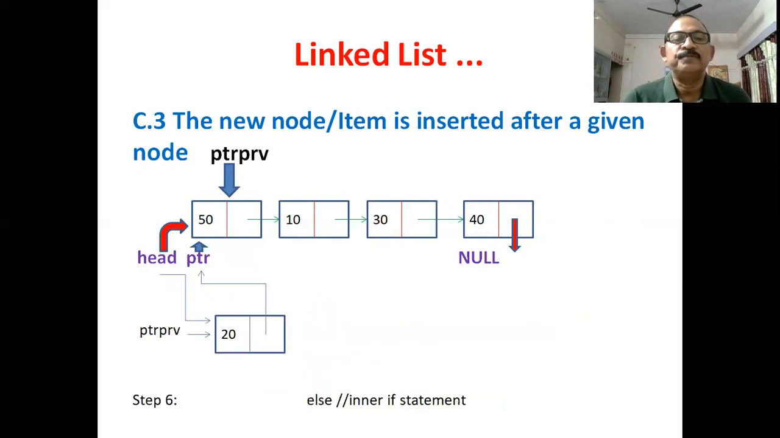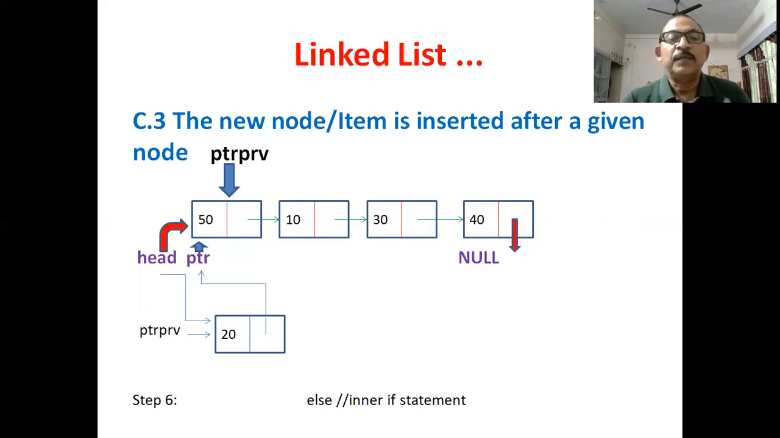Let us see in detail. If this is the case, what will we do? If PTR is equal to PTR previous, what do we do? We allocate space and this PTR previous points to that space, and we put 20, the item which we want to insert in the linked list. And what did we do? This PTR previous next points to the PTR, and now head points to the PTR previous, means this node is inserted before the 50. You can see in the pictures.